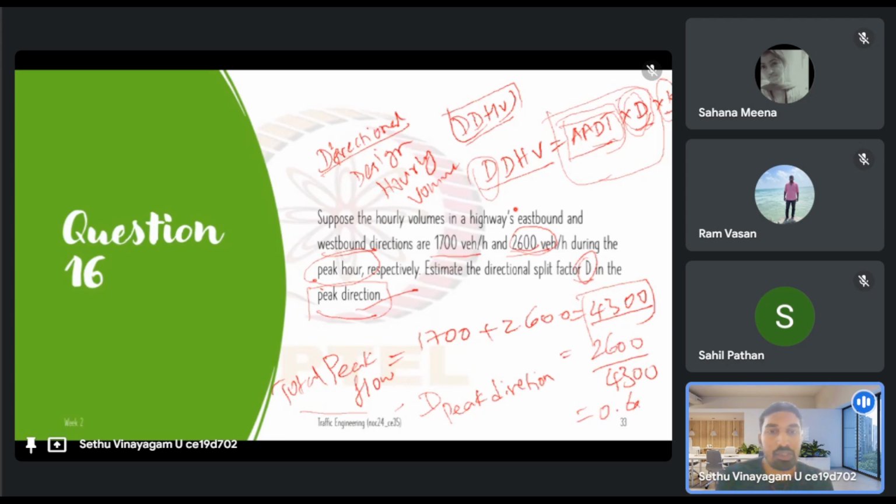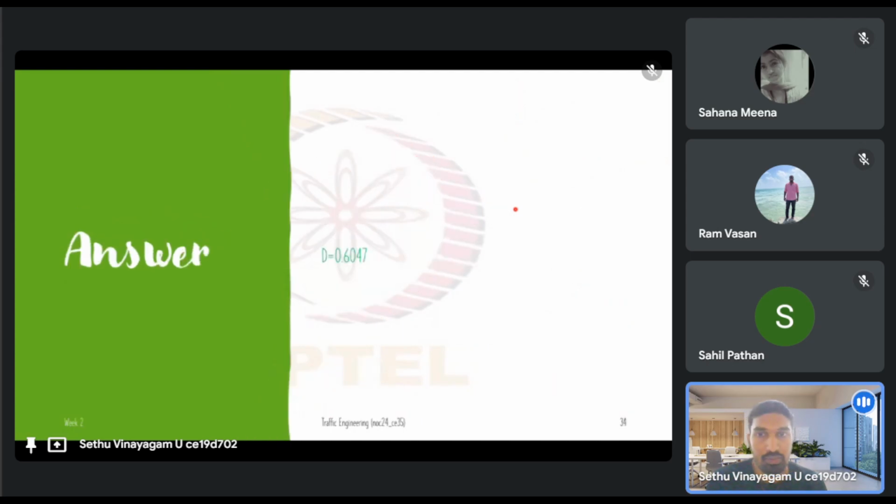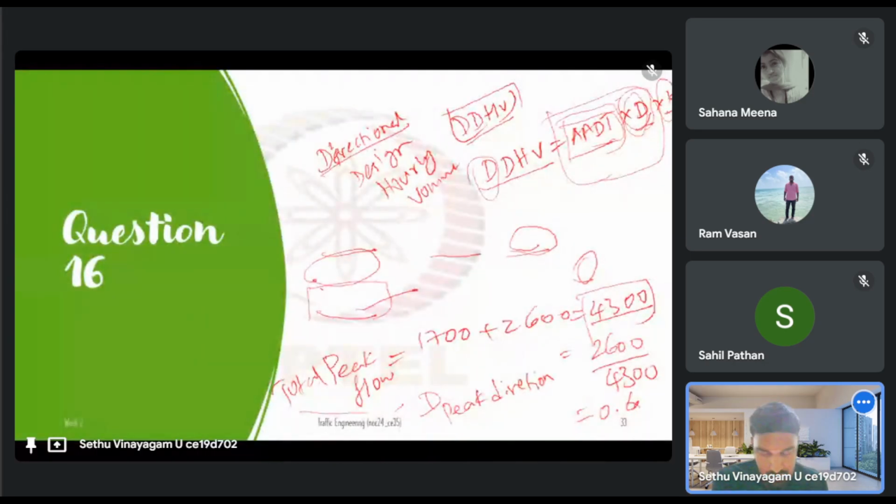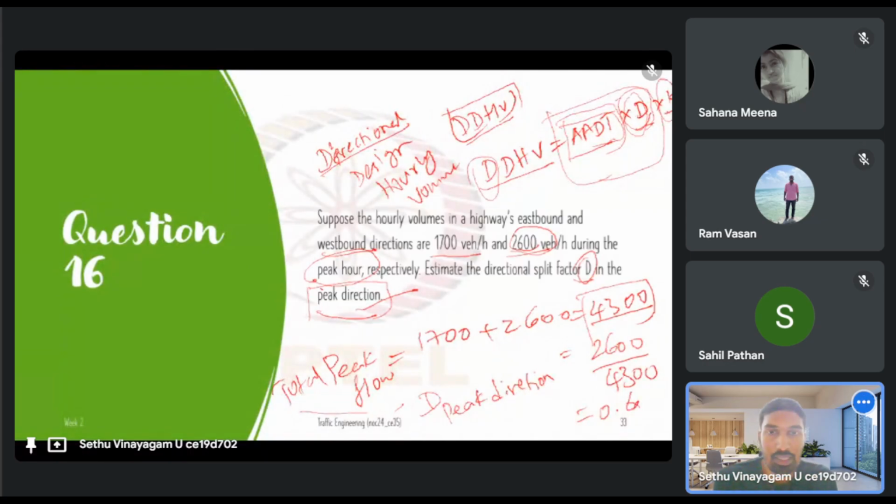So basically the ratio of the peak direction flow to the total flow in the peak period will give you the directional split for the peak direction. It's actually 0.6047. Any doubts in that? Is that clear? How do we estimate D? Yes, sir. Okay.